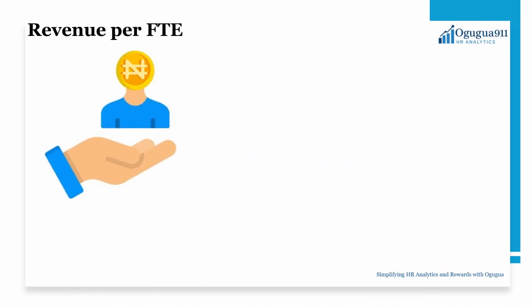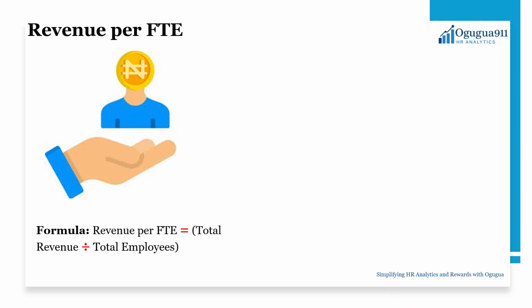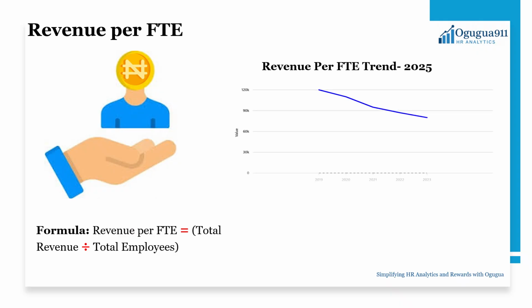Finally, let's tie hiring metrics to business results. Revenue per FTE or revenue per employee shows how much value each employee contributes. The formula again is easy and straightforward. It is your total revenue divided by your total employee count. Now, if revenue per FTE is dropping despite stable outputs, it is a sign that the team is overstretched and additional hires would restore balance.